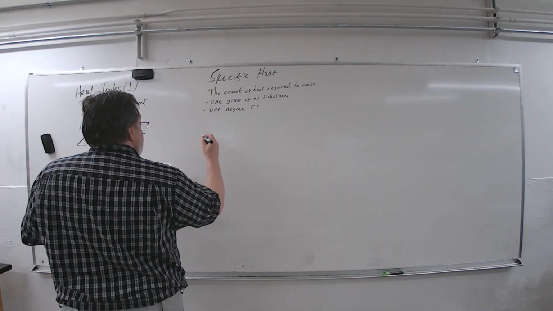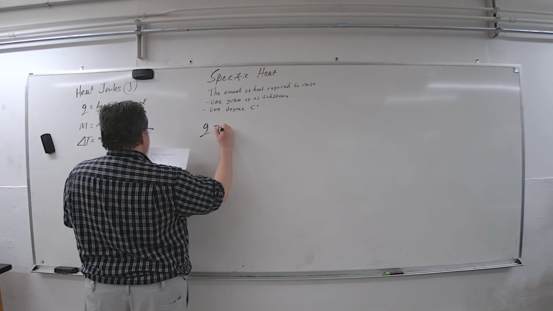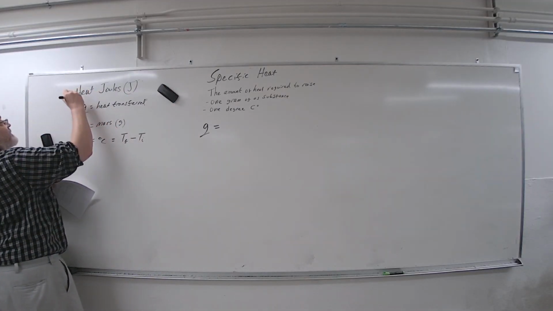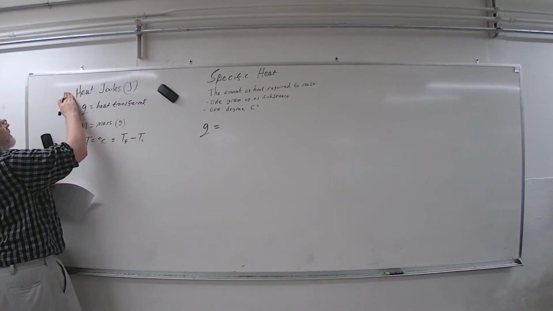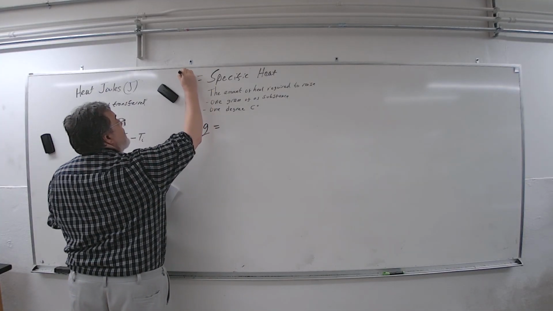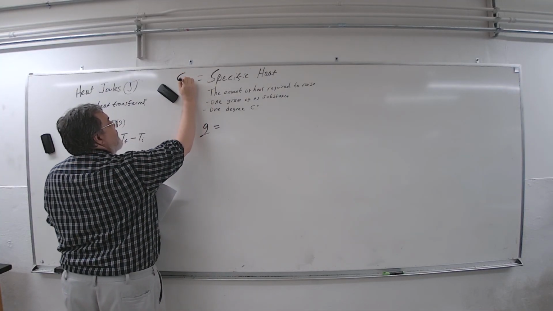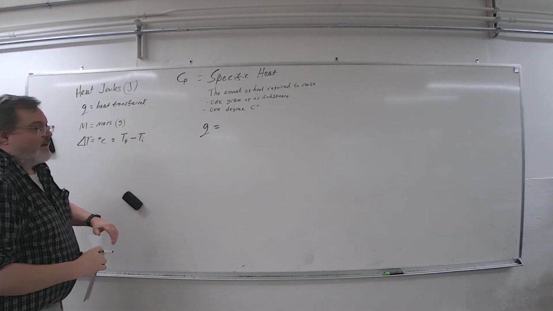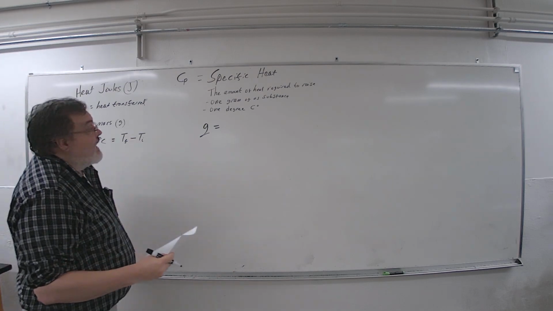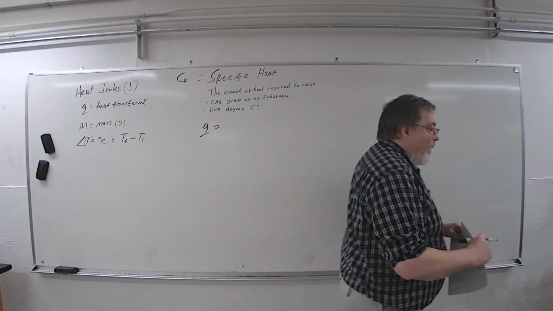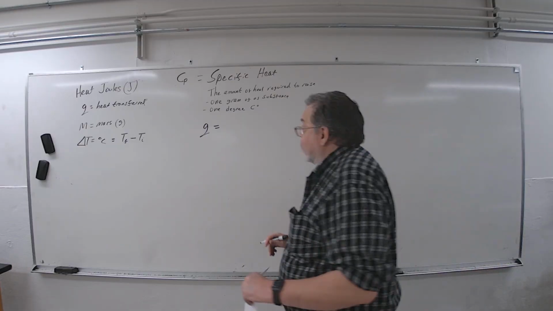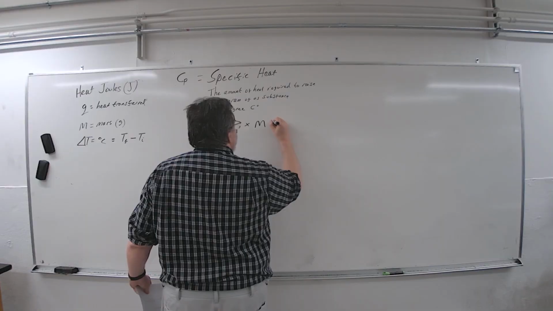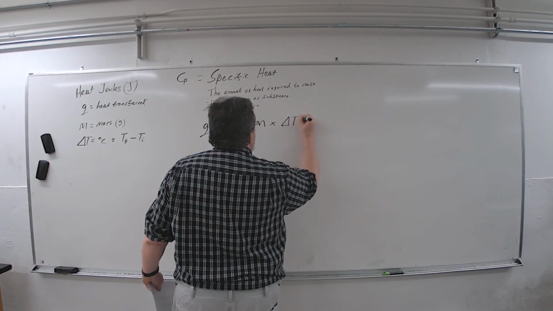Most textbooks write it this way: the amount of heat equals the symbol we use for this, which is almost always C, and I frequently use CP for the specific heat at constant pressure. I don't think your book bothers with the P, but I can't help myself. So it's CP times the mass times delta T.